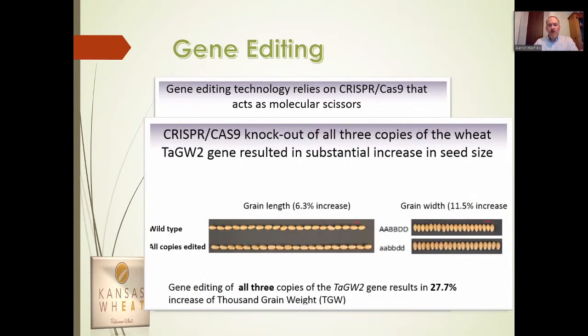This shows how if you knock out one gene, you can increase the size of the wheat kernel. So on the top there, you've got an unedited line. On the bottom, you've got an edited line, and you can see how the kernel size increases in those.